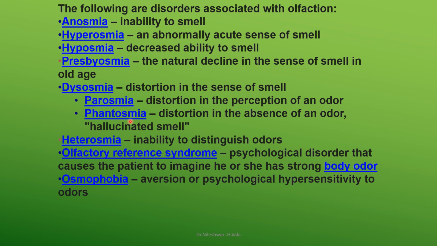Phantosmia means perception of an odor in the absence of an odor, or hallucinated smell. Heterosmia means inability to distinguish odors. Olfactory reference syndrome is a psychological disorder that causes the patient to imagine he or she has a strong body odor. Then osmophobia, aversion or psychological hypersensitivity to odors.